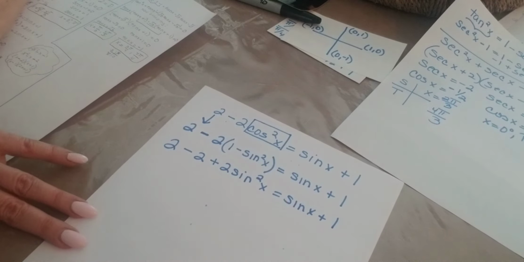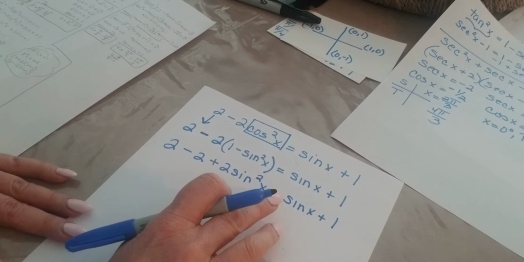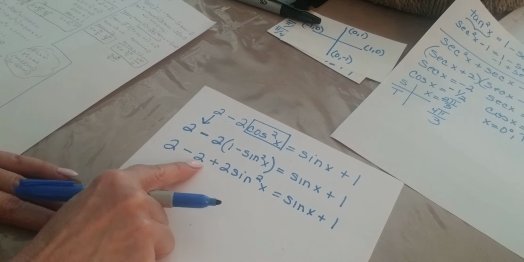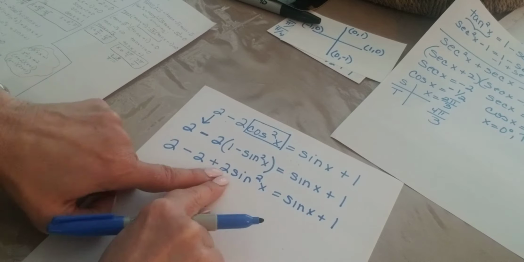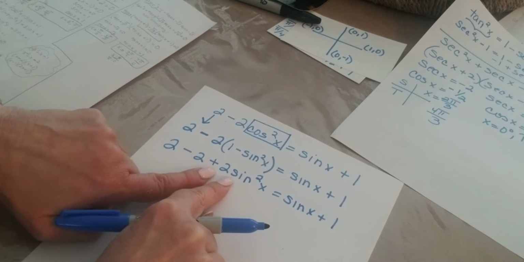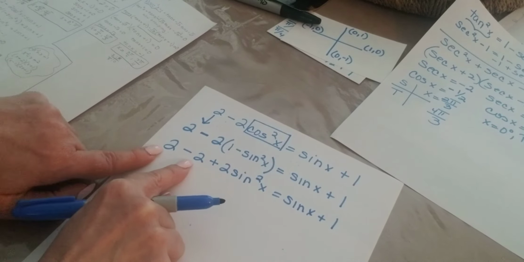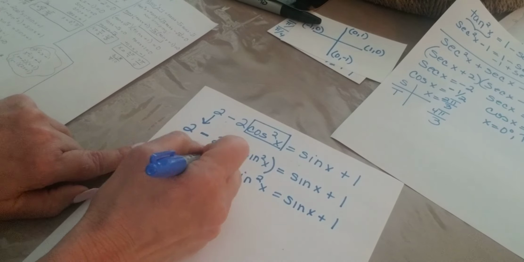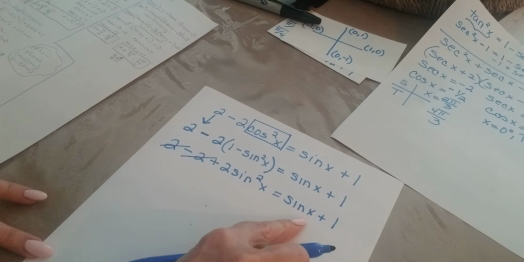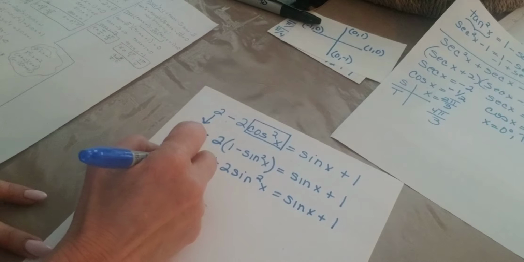Okay, now we are going to combine like terms. So look over here, 2 minus 2. This 2 is attached. This is like saying 2x. Okay, you can't do anything with this. But these 2 minus 2 cancel out. They're gone. So now I bring these to the other side.